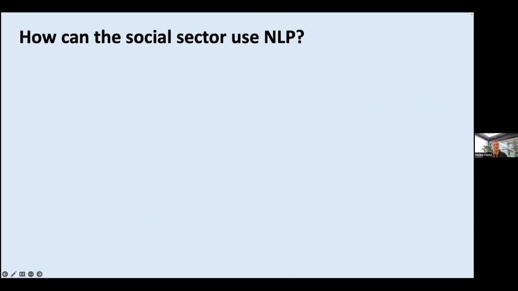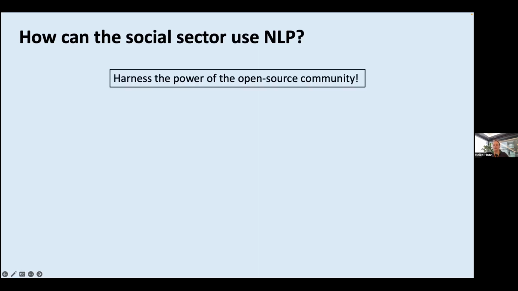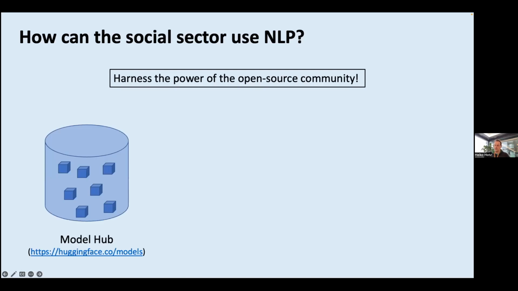However, with this rise of natural language processing in the past 5 years, there's been a tremendous rise within the open source community as well. So the social sector can actually harness the power of the open source community to use NLP for their organizations. There's a combination of two factors here that are provided by the open source community.